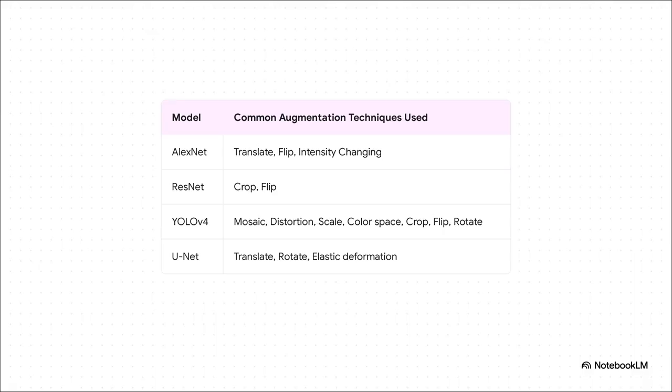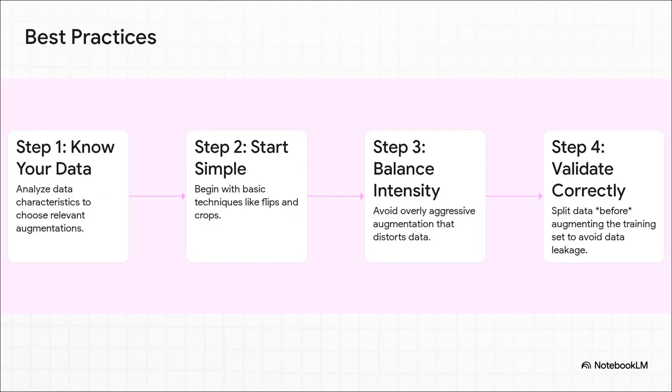ResNet, a total workhorse, uses it. And then you look at something modern and powerful like YOLO v4, and wow, look at that list. They're using a whole kitchen sink of augmentation techniques. This shows you it's not just a nice little add-on, it is a core, fundamental part of how you get to state-of-the-art results. So, if you want to use this yourself, how do you do it right?